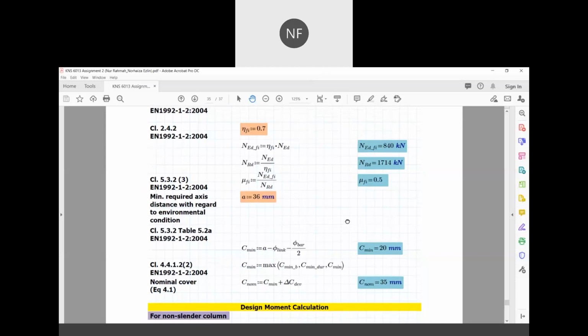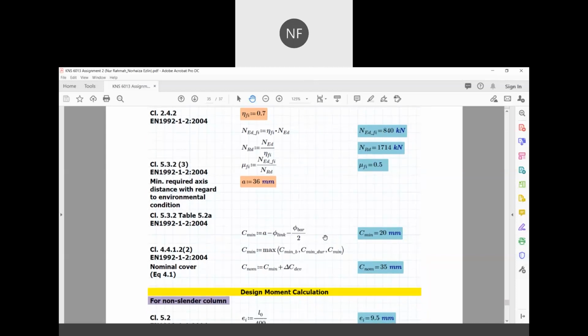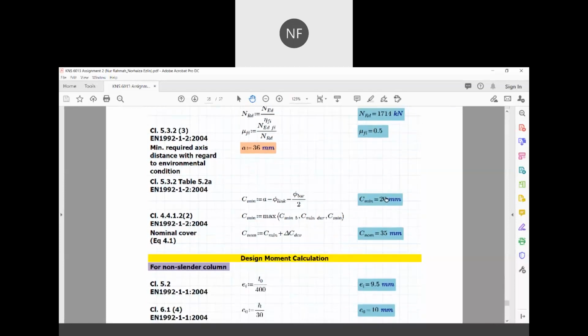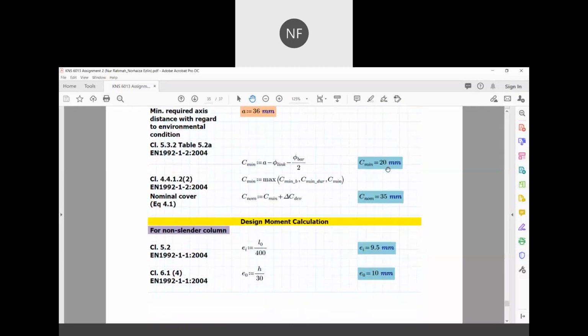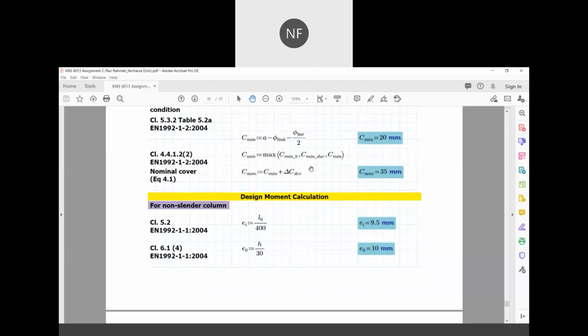And from the calculation here we can obtain the 36 mm from table 5.2a inside Eurocode 2 part 2. Okay, and here's the calculation for the minimum cover that is equal to A minus the diameter of the link minus the diameter of the bar divided by 2, and we get the C min is equal to 30 mm, and the C min is chosen based on the maximum number of those three C min. So the nominal cover is equal to the selected C min plus the C deviation, and the nominal cover is equal to 35 mm.